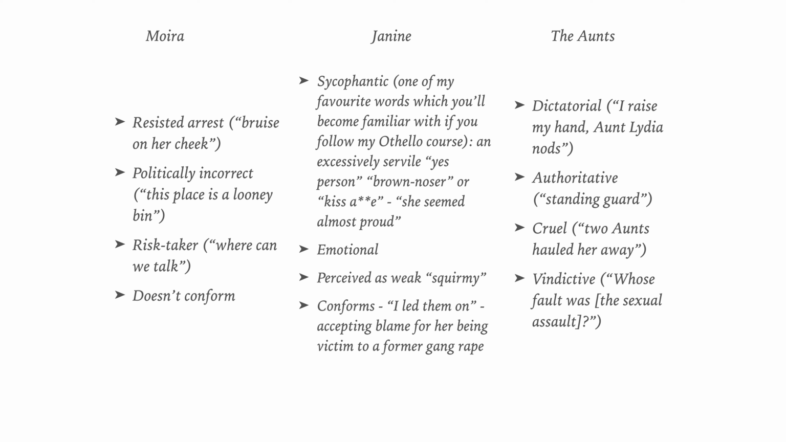The aunts, however, in contrast to this, are dictatorial, authoritative. I raise my hand and Aunt Lydia nods, not just like a teacher, but literally standing guard. They're cruel. Two aunts haul Dolores away to punish her with some form of beating over wetting herself. They're vindictive. Whose fault was the sexual assault?